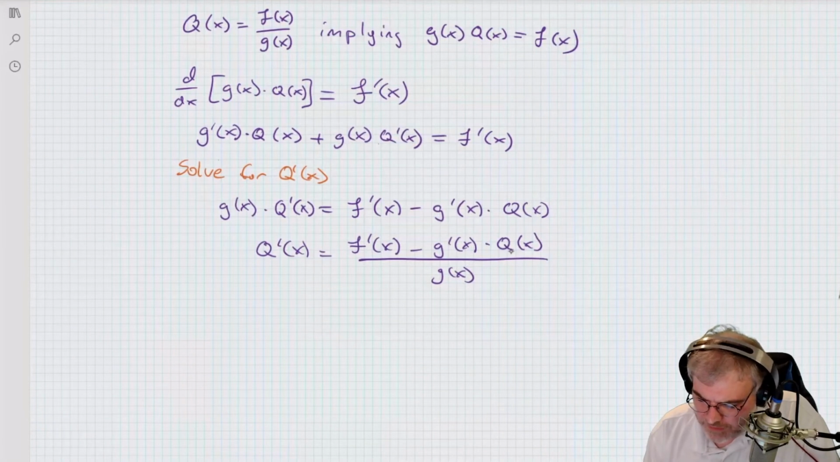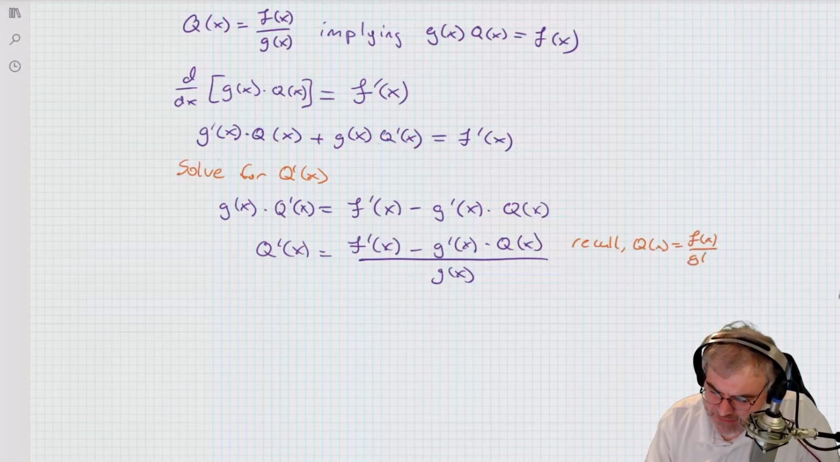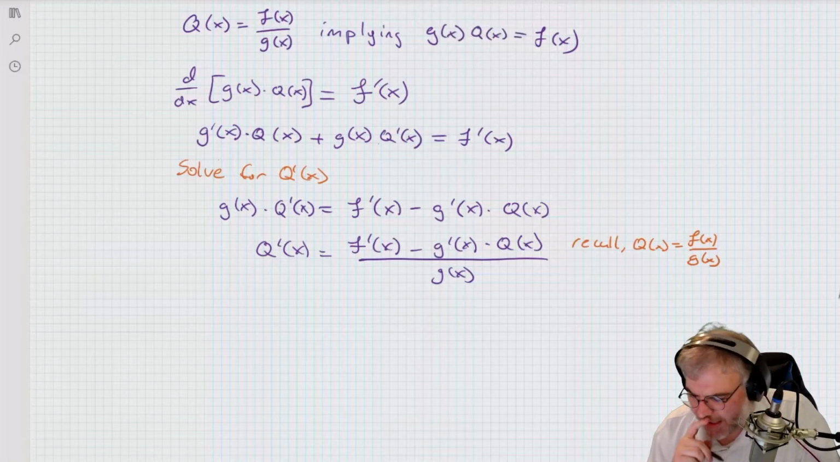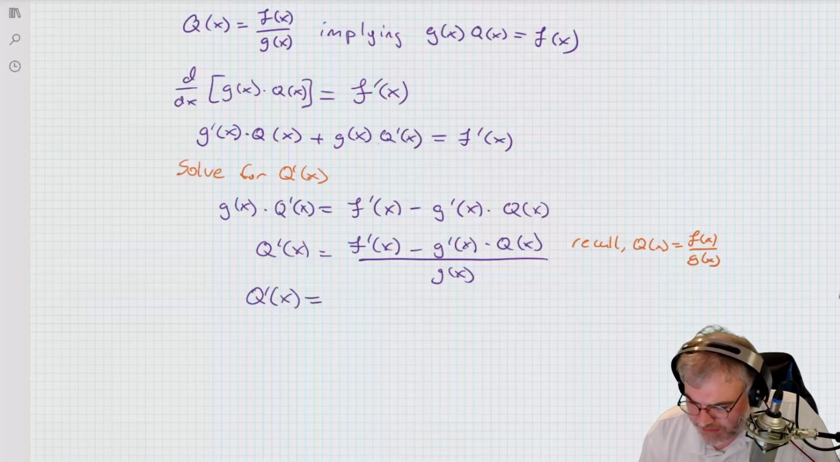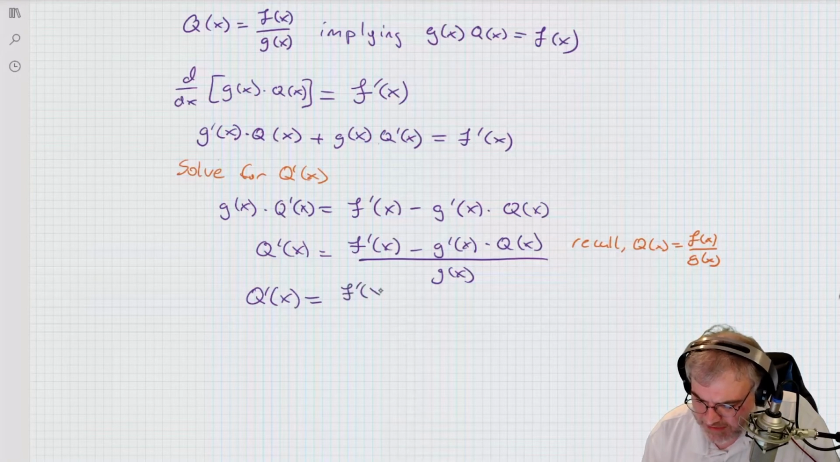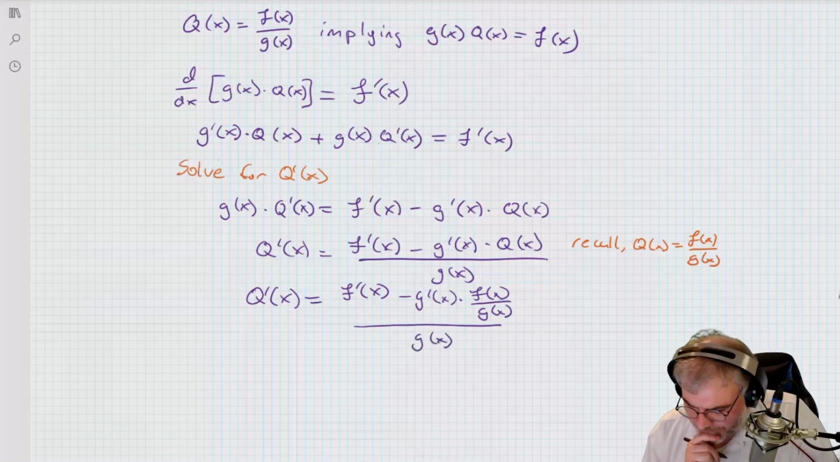Now, I need to solve for that. I need to substitute that. So recall Q of X equals F of X over G of X. So I basically sub back in for my y. It even would have been better if I used y as the term here. And I get Q prime of X, as it really is just an implicit differentiation proof, F prime of X minus G prime of X times F of X over G of X, all over G of X.